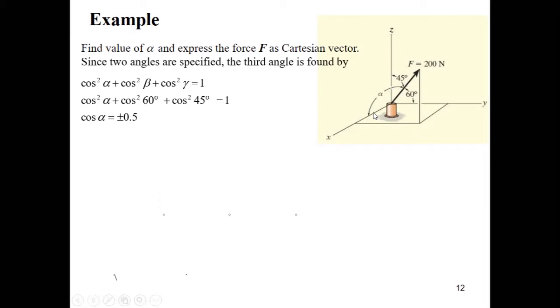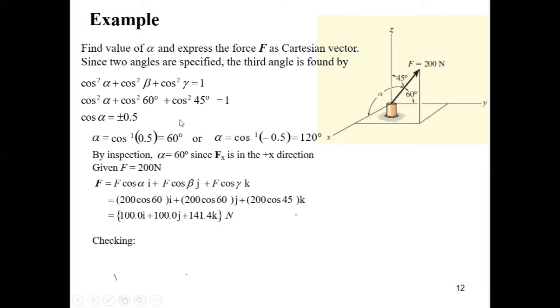So how can we find it? We can find it from this formula. We know beta is 60 degrees, gamma is 45 degrees, so we can calculate and find the value of cos alpha equals plus or minus 0.5. So alpha will be cos inverse 0.5. This value is 60 degrees if we take the positive, 120 if we take the negative. But by inspection, we can see that alpha is 60 degrees, not 120, because F is in the positive x-axis direction. So alpha equals 60 degrees.